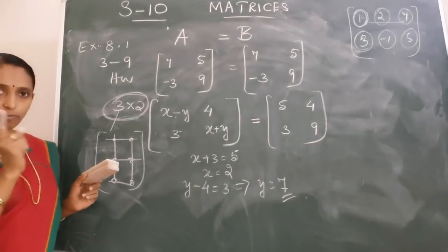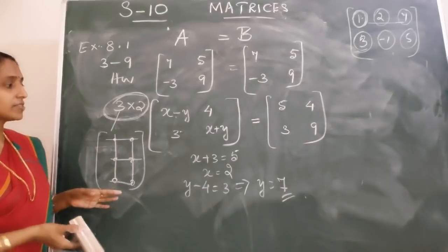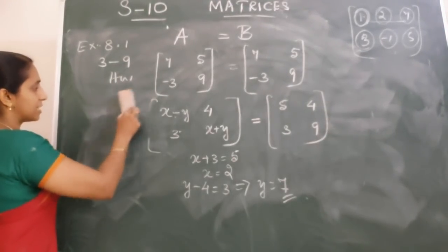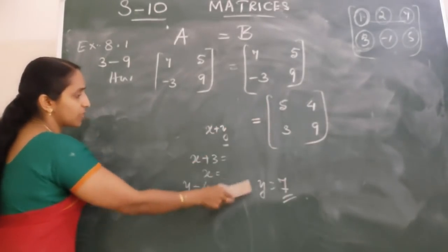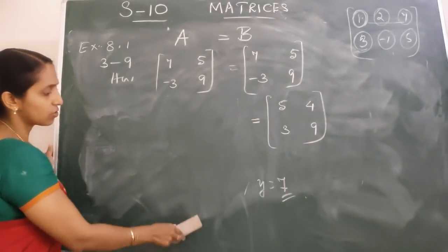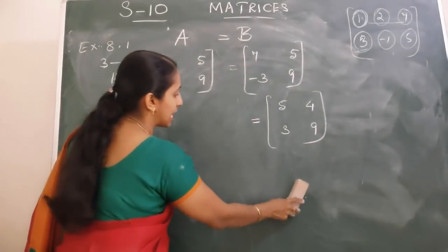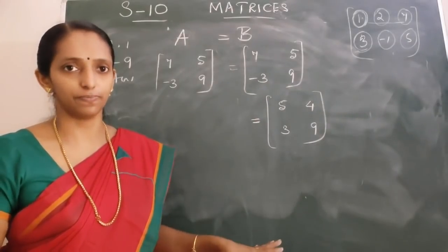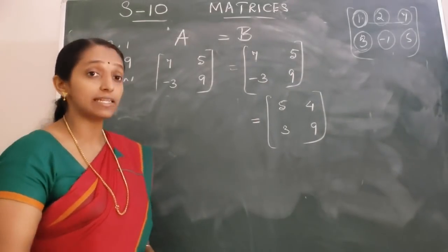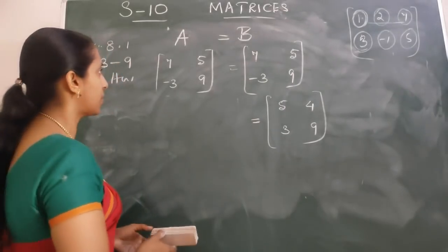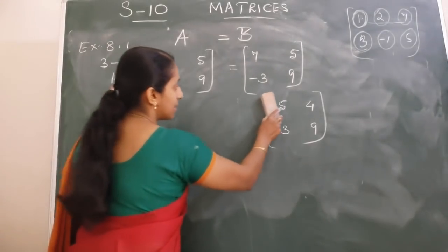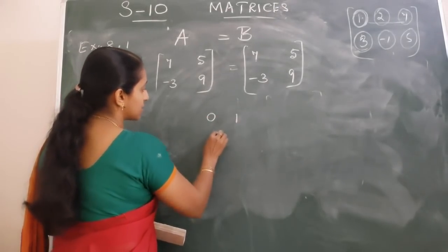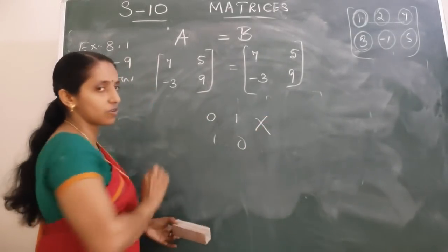Okay, order of matrix. And further we have seen the classification of matrices. Among the classification, zero matrix. What do you mean by zero matrix? Zero matrix means all the elements inside the matrix will be zero. Zero matrix and identity matrix. Identity matrix is very important. Identity matrix means diagonal. Some students are writing it like this. It is wrong. This is not an identity matrix.